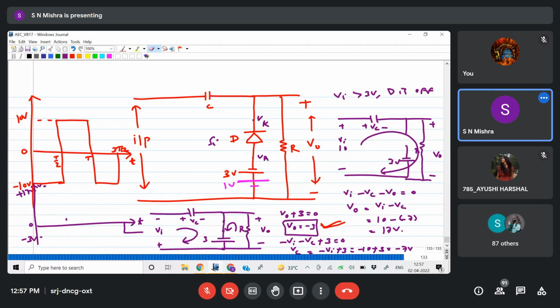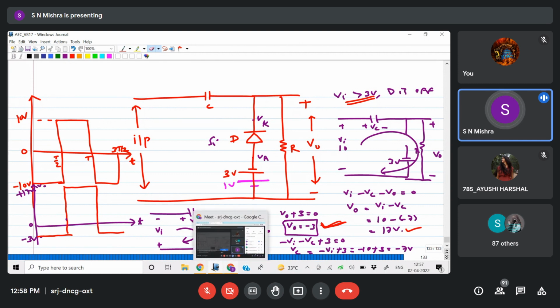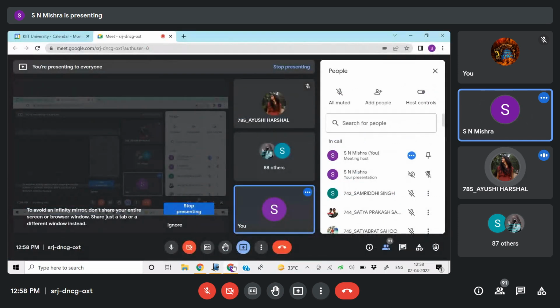See, V naught is minus 3, so I am getting minus 3 here. Then for the positive half cycle, V naught is 17. So you take 17 here. And again minus 3. So this is the answer. Now it is clear? Yes, sir.